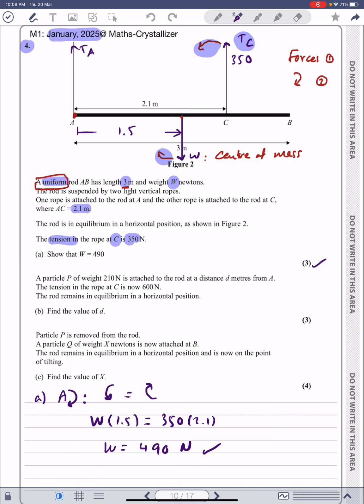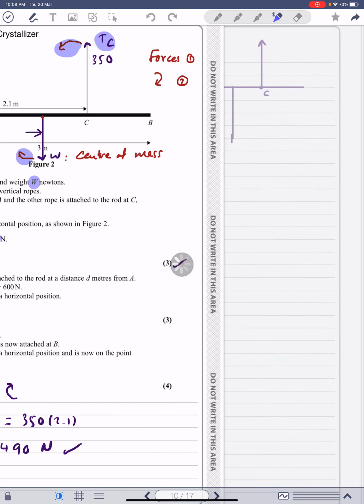Now part B. Once you read the question, guys, as I did, I prepared it for you to save your time. The question says a particle P of weight 200, so new information. Sketch new information directly on the next page.